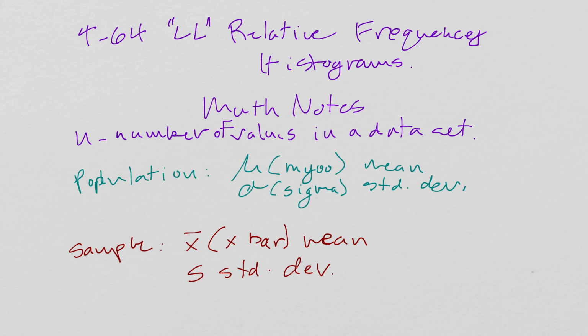So this chapter has a lot of stats in it, and we'll get to more stats later. So these things are important. N is the number of values in our data set. When we're talking about a population, the mean is mu and the standard deviation is sigma. And when we're talking about a sample, the mean is x bar, and S is our standard deviation.